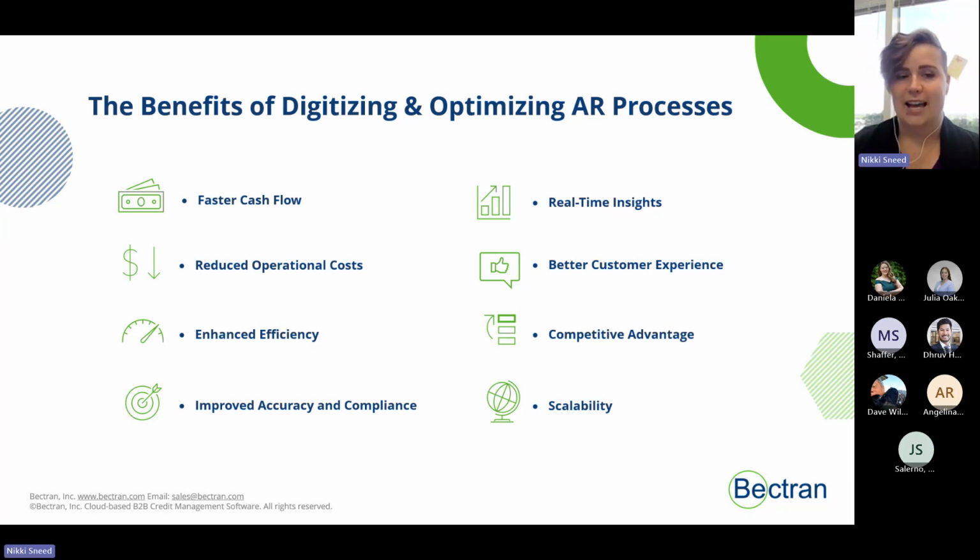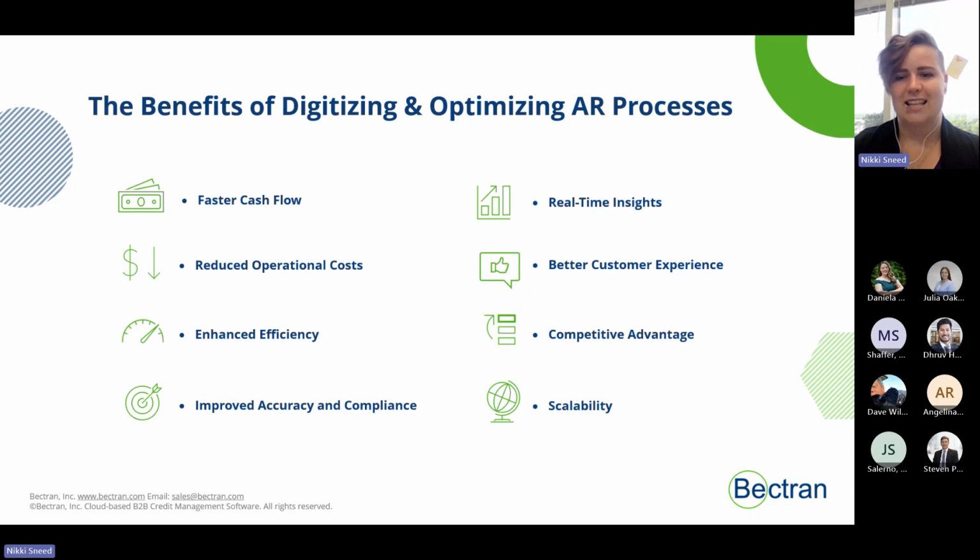Improved accuracy and compliance. Obviously, if the machine is going to be doing the data calculations for you, it is definitely going to be more accurate. Digital systems ensure accuracy by minimizing human errors in calculations and data entry. Additionally, they facilitate compliance with relevant regulations and industry standards, protecting the business from legal issues and penalties.